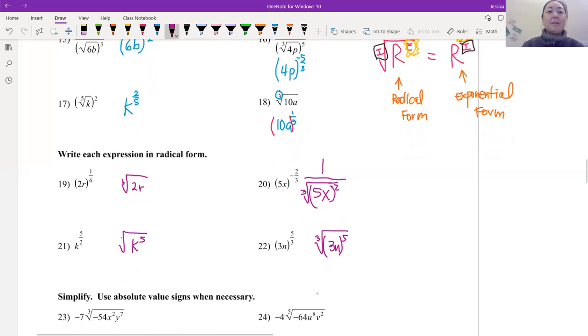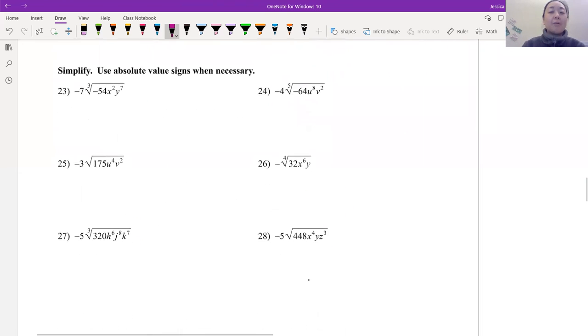Done. Yay, happy days. All right, now we are going to go into the simplifying. If you need to take a break, but I'm going forward. So it says simplify, use absolute value signs when necessary.